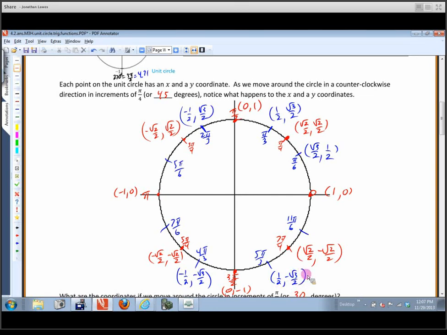And I want to just double check and confirm it this way. Take a look at this one right here and this one right here. They are symmetric with the x-axis. That means the only thing that should change is the y-coordinate. So you'll notice the y-coordinate here is positive and the y-coordinate here is negative, but they have the same x-coordinate. Okay, so we're in good shape there.